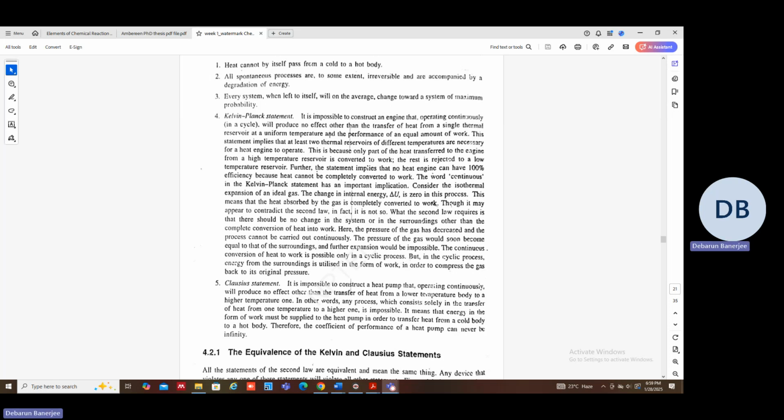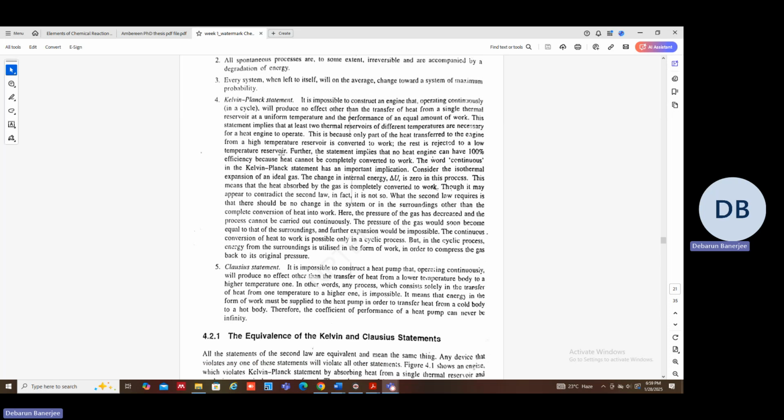This statement implies that at least two thermal reservoirs of different temperatures are necessary for a heat engine to operate. This is because only part of the heat transferred to the engine from a high temperature reservoir is converted to work. The rest is rejected to a low temperature reservoir. Further, the statement implies that no heat engine can have 100% efficiency because heat cannot be completely converted to work.